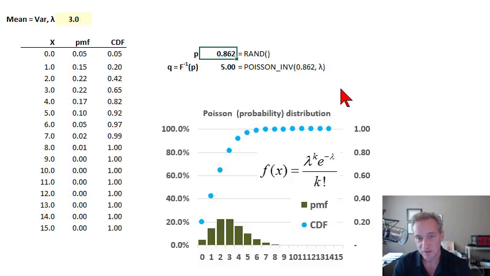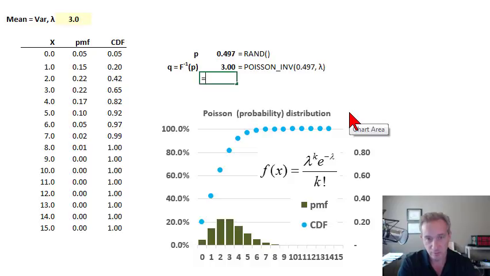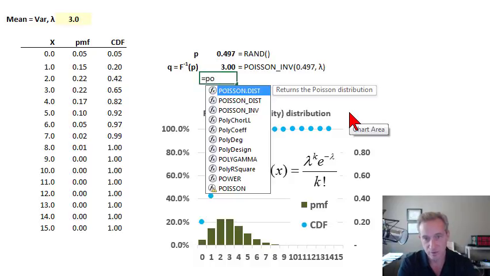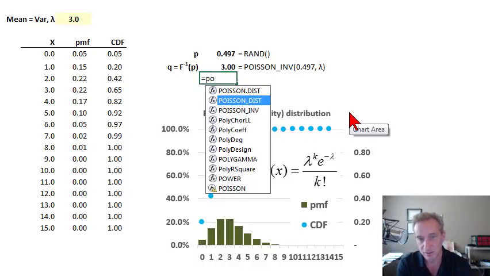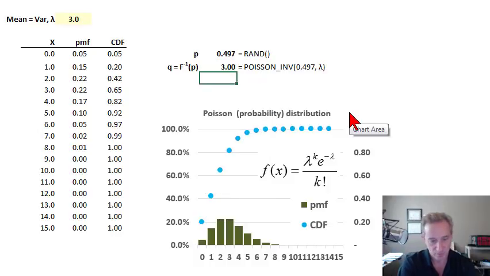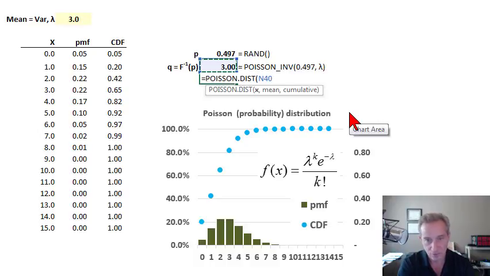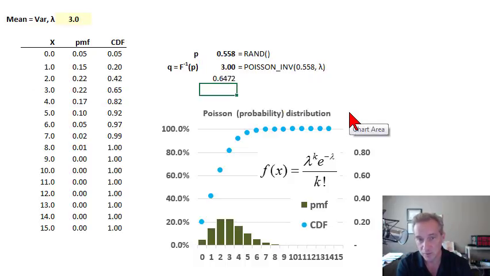So this gives me a way then to generate random outcomes according to the Poisson just by running the random uniform values, and in each case I get the associated random Poisson. And we can close the loop by computing what is built into Excel, the Poisson distribution, which takes the X value, then my mean, in this case 3, and true for the CDF. So this is the associated cumulative distribution function.